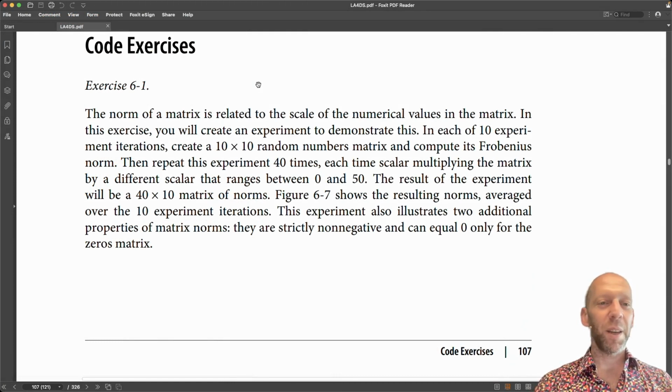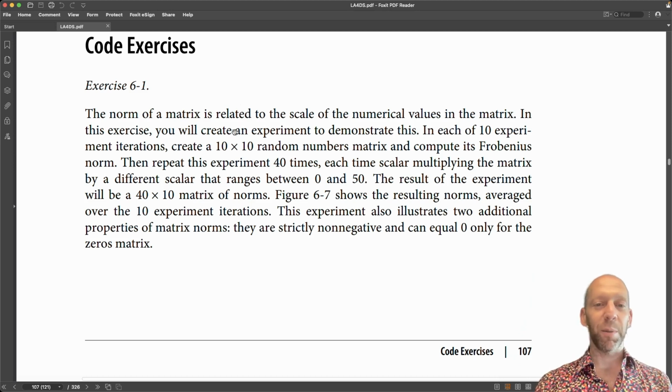Here in this exercise, we will explore the relationship between the norm of a matrix and the magnitude of the numerical values in that matrix. And the idea that we will explore here, which I explained in the text in this chapter, is that the norm of the matrix will scale with the range of the numerical values in the matrix.